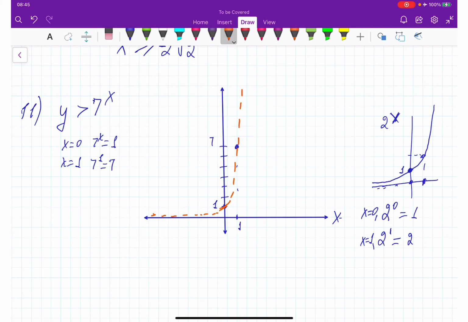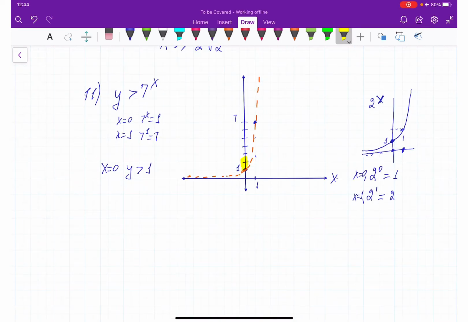Now let's shade it. y is greater than 7 to the power x. So when x is equal to 0, then y is going to be greater than 1. Therefore, y is 1, so greater than 1. We are going to go through this shaded area that is limited by the graph.